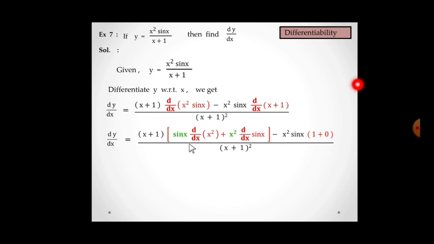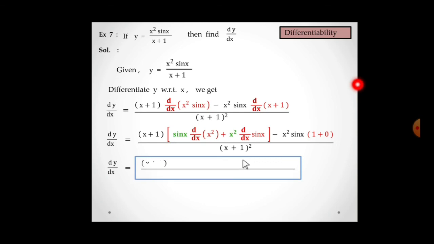Or write the answer, minus x square sin x as it is, and d by dx of x is 1, and d by dx of 1 is 0. And whole divided by x plus 1 whole square as it is. Next step is writing again the derivative in that product rule, x plus 1 as it is, d by dx of x square is 2x and sin x is cos x, and the remaining as it is, x square sin x into 1, whole divided by x plus 1 whole square.